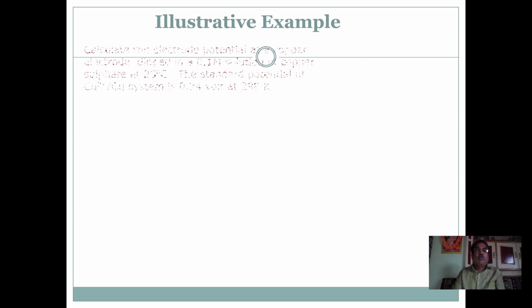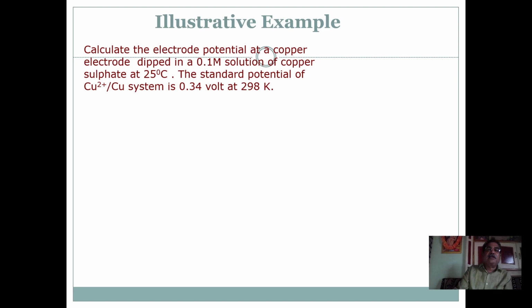Now we will illustrate some examples. Calculate the electrode potential at a copper electrode dipped in a 0.1 molar solution of copper sulfate at 25 degrees Celsius. The standard potential of the copper/copper 2+ system is 0.23 volt at 298 Kelvin. Now the solution of this example.